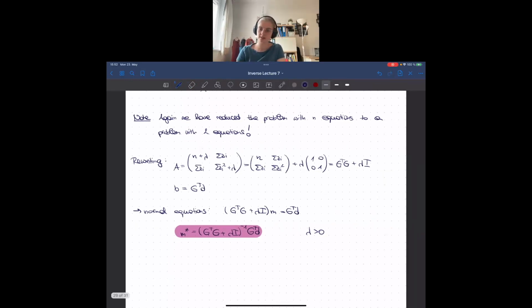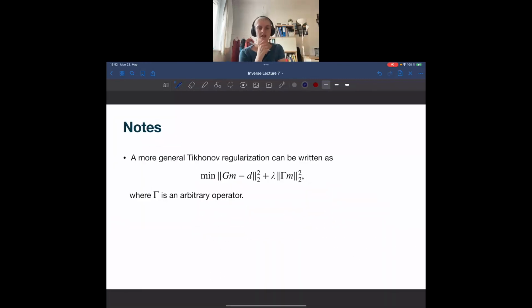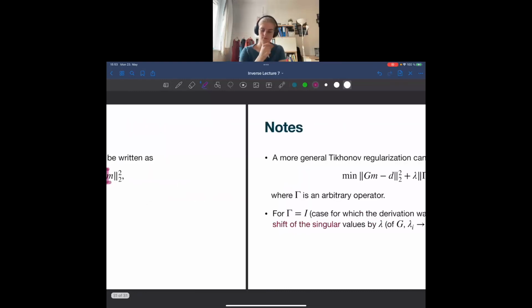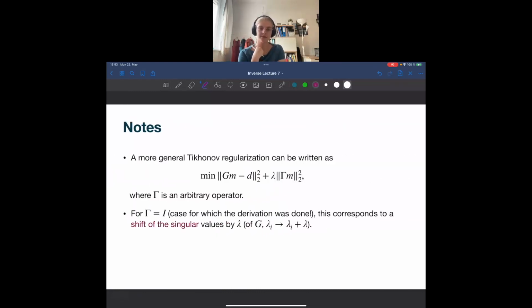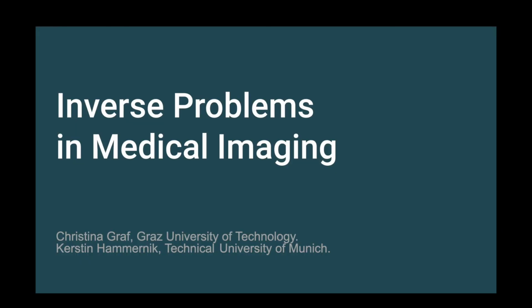So last two things we need to discuss today. We can also choose a more general Tikhonov regularization. And you notice that the change here is the parameter lambda replaced with an arbitrary operator. So of course, for the identity matrix, then it would be the Tikhonov regularization we just introduced. And as I said, please remember that when you use the identity matrix, so the thing which I did, then you shift the singular values away of the matrix. Good. This was it for today.